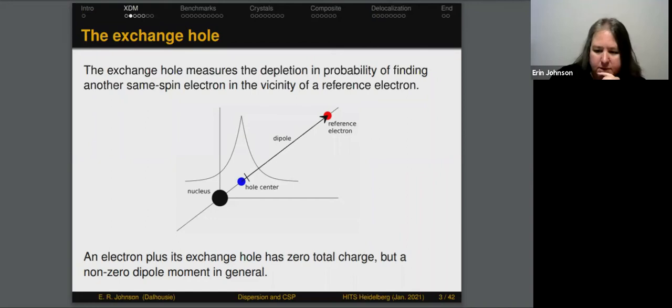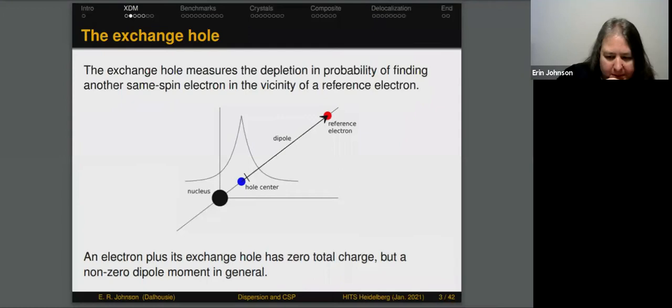So we have here a sketch. We have the atomic nucleus, some reference electron. The center of the exchange hole will be shifted a bit towards the reference electron. The center of the hole will have a positive charge, the electron a negative charge, giving rise to a non-zero dipole.